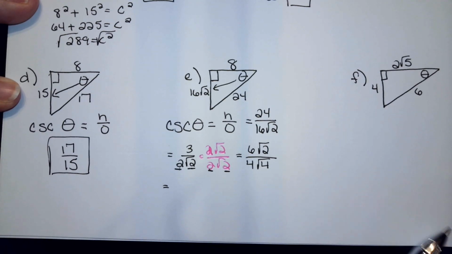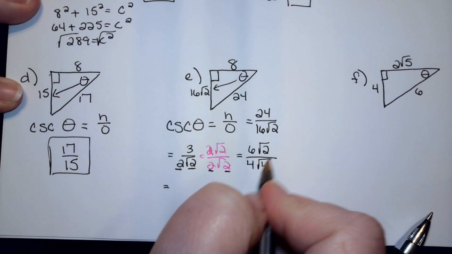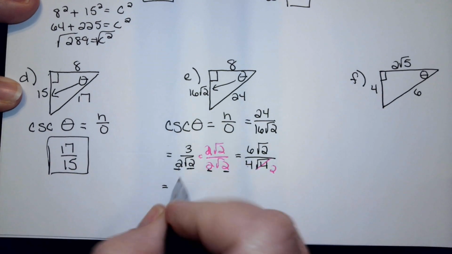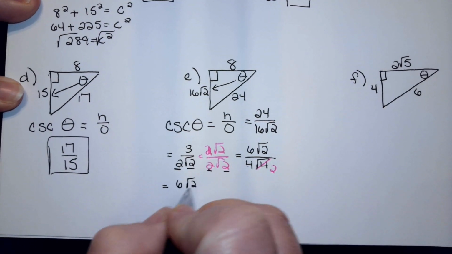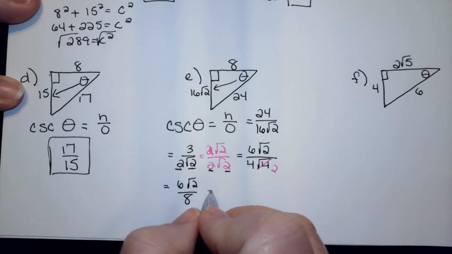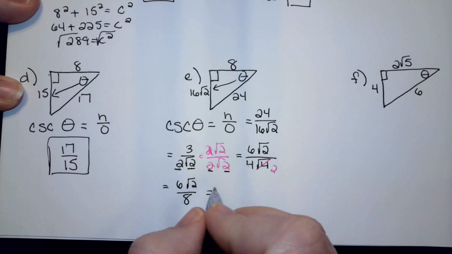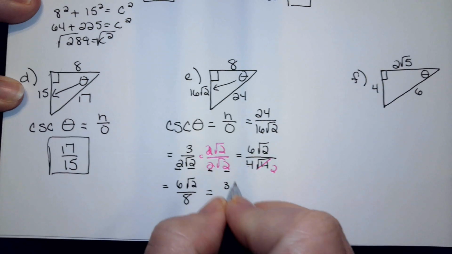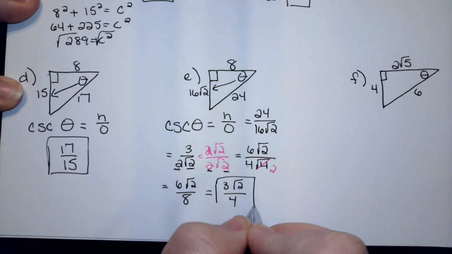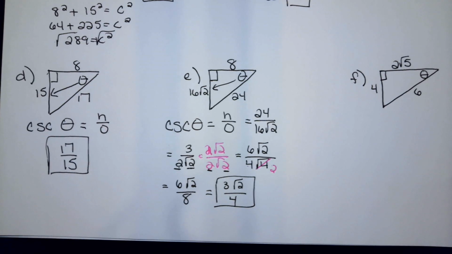All right, but we know right here the square root of 4 is 2. So what we have is 4 times 2, which is 8. So we get 6 times the square root of 2 over 8. And then finally reducing one more time. 2 goes into 6 3 times. And 2 into 8 is 4. So finally, 3 times the square root of 2 over 4. Sometimes that rationalization takes forever, like right here as we saw.